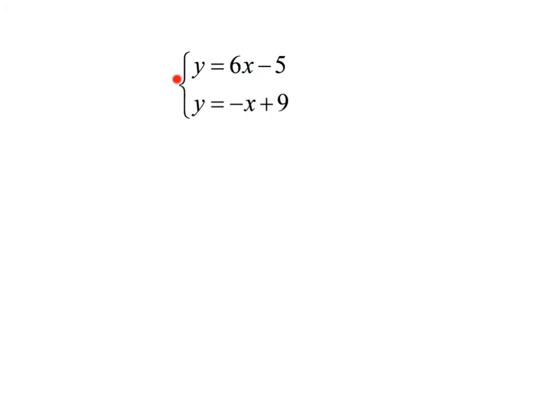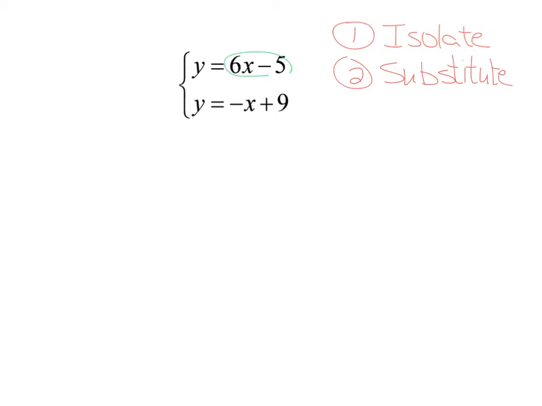All right. Y equals 6x minus 5. Y equals negative x plus 9. That's a system of equations. Where do these two lines intersect? Well, first off, we want to make sure one of our variables is isolated. Notice y is by itself in both equations. Step 2 is to substitute. Since I know that y is 6x minus 5, wherever I see a y in the other equation, I'm going to put 6x minus 5. So I end up with the equation 6x minus 5 equals negative x plus 9.